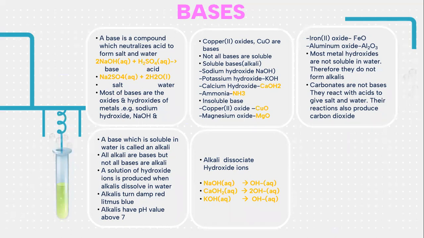potassium hydroxide, KOH, calcium hydroxide, Ca(OH)2, and ammonia, NH3. Examples of insoluble bases are copper(II) oxide, CuO, magnesium oxide, MgO, iron(II) oxide, FeO, and aluminium oxide, Al2O3, and most metal hydroxides are not soluble in water. Therefore, they do not form alkalis.